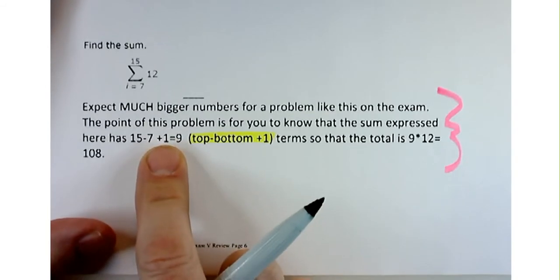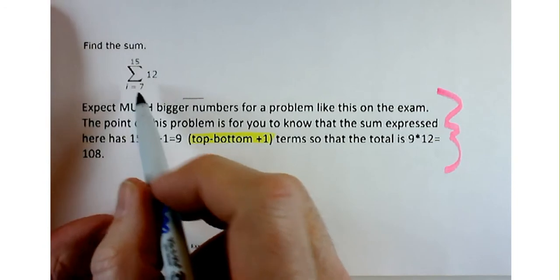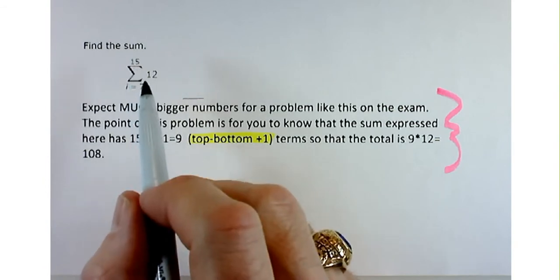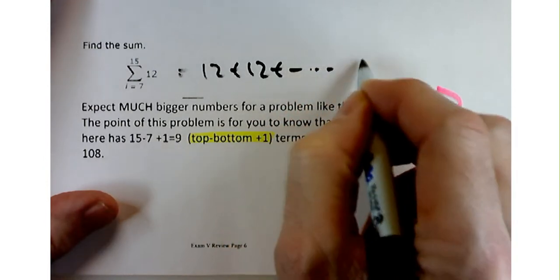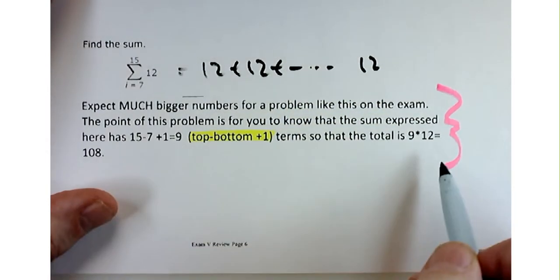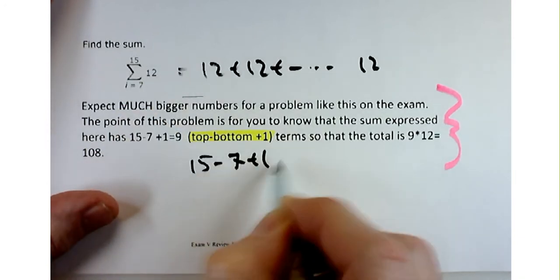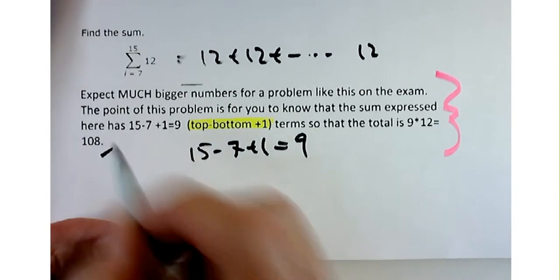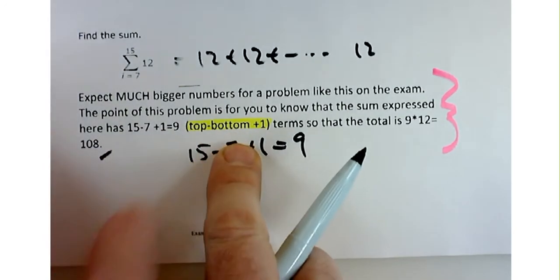If you notice here in the notes, for your review, I took time to actually explain this a little bit. So if you were asked to find a sum like this, what I'm testing you on is, can you count the number of terms in this sum? Because this is really 12 plus 12 plus 12 a bunch of times. But how many times? Well, it turns out that it's the top number, 15, minus the bottom number, plus 1. That gives you 9. So if I have 9 12s, 9 times 12, that's 108. So not a hard problem. It's just asking you that you know this little fact here.